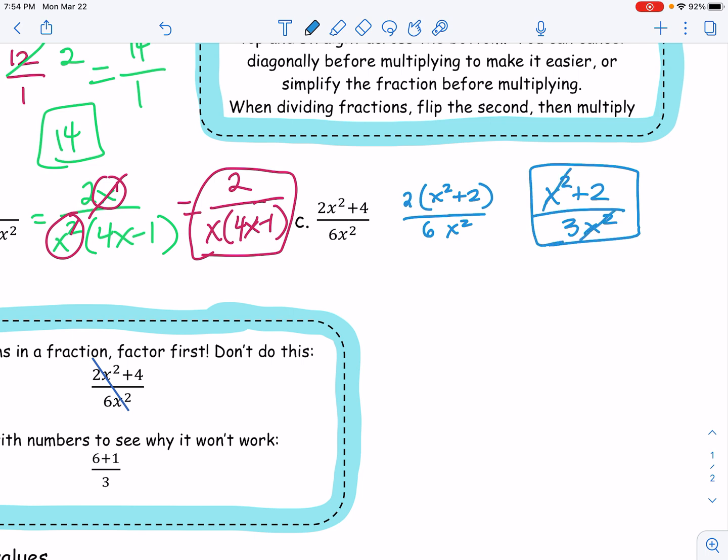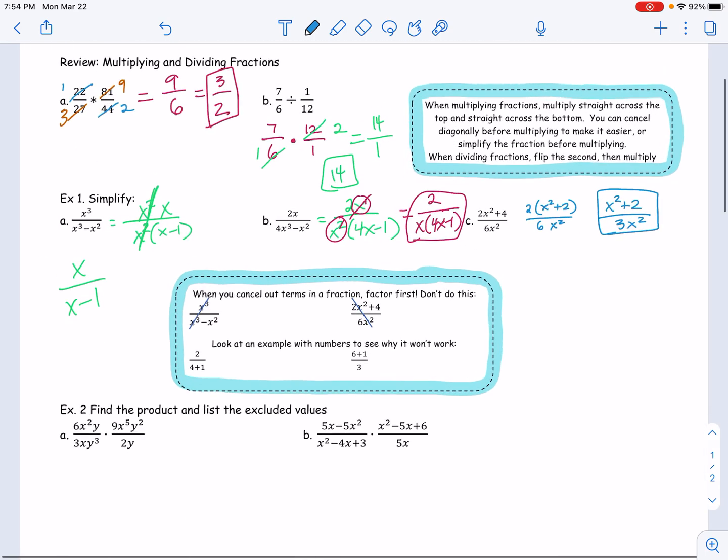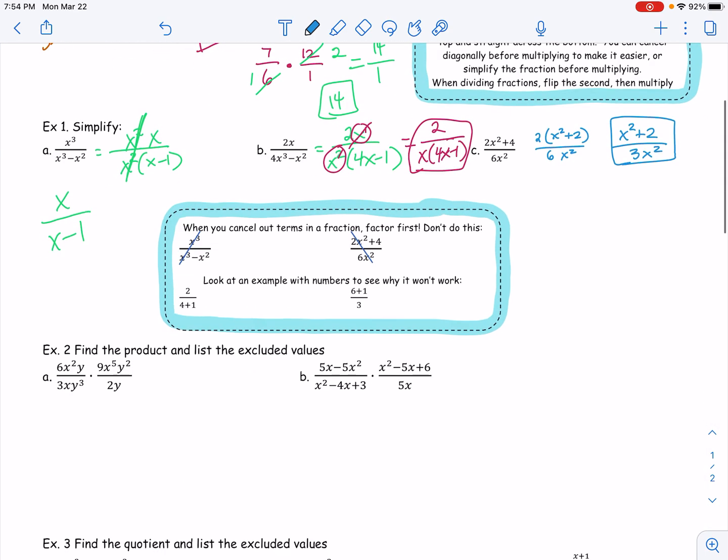Again, these do not cancel out. I'll show you why in just a little bit. Okay, so here's the reason why. When you cancel out terms in a fraction, you have to factor first. Do not do what I just wanted to show you. Those x squares or those x cubed didn't just cancel out. You had to factor first. And here's why. It's easier to see with just plain numbers.